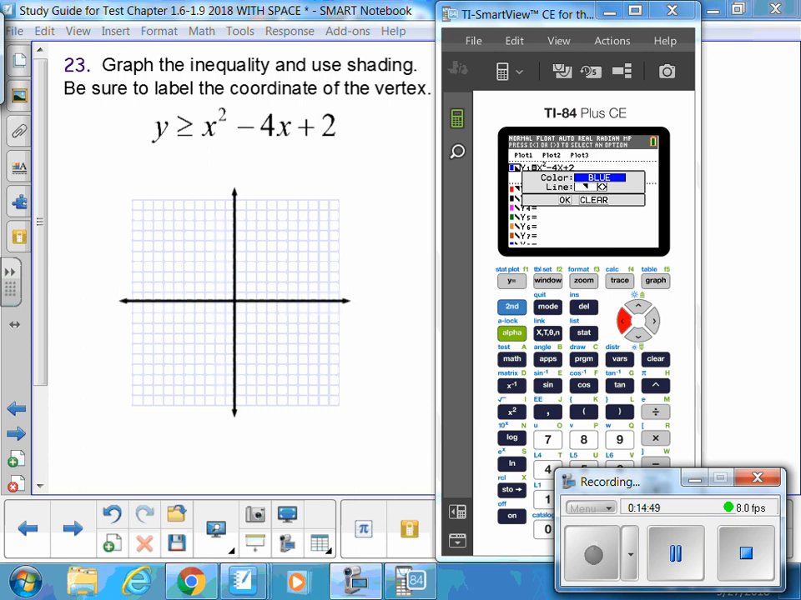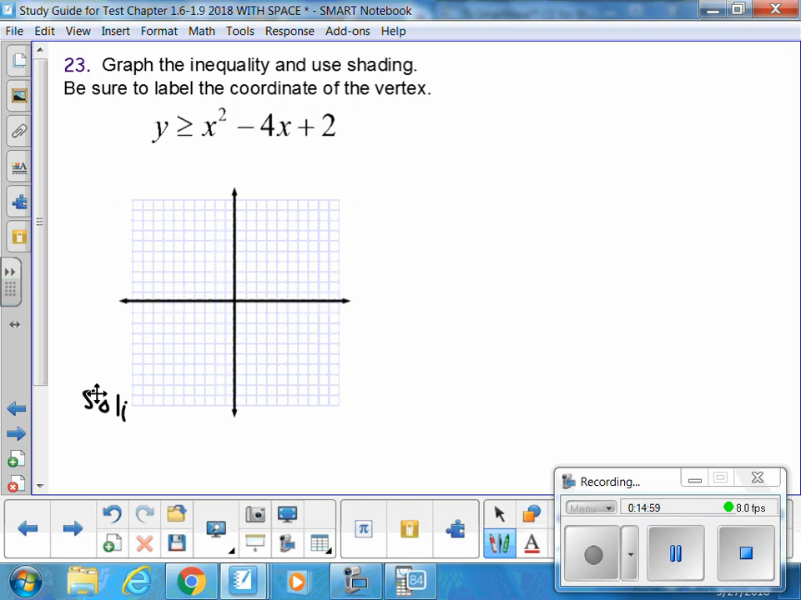Alright, hello people in the video. So we went in our graph world. We typed in x squared minus 4x plus 2. And we kind of discussed that we're going to draw our boundary line with a solid line. You use solid lines anytime you have a greater than or equal to, or a less than or equal to.